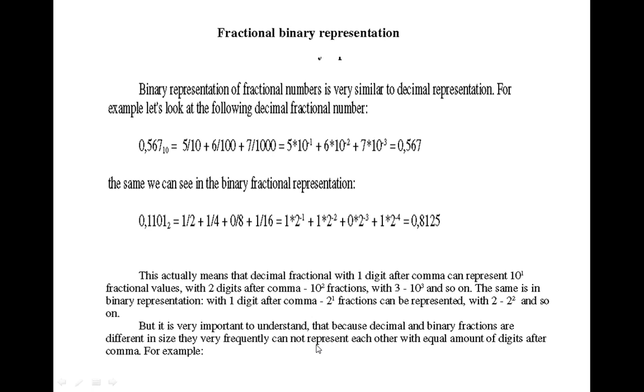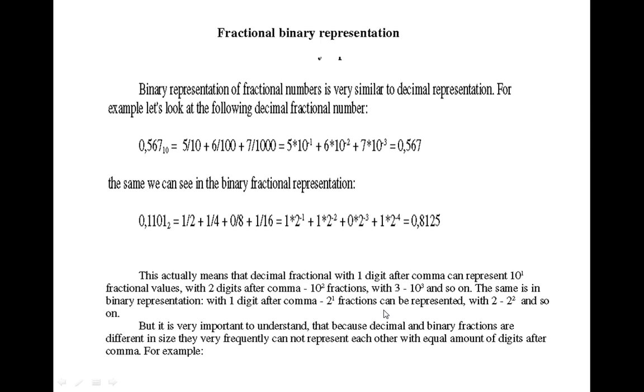They very frequently cannot represent each number with an equal amount of digits after the comma. For example, 0.5 base 10 equals 0.1 base 2, but 0.4 is this one. So that is why you should always consider a problem of precision.